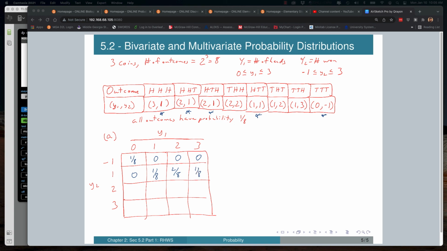Do we have a (0, 2)? We do not. Matter of fact, we don't have a (0, 3) either, so go ahead and put a 0 there. We do have a (1, 2), so that gets 1/8. We have a (2, 2), so that gets a 1/8. We don't have a (3, 2) in the ordered pairs, so that's 0. We do have a (1, 3) though. That's the last event we have in our list, so that's going to be 1/8, and then everybody else will get a 0. So there you go, there's your list.